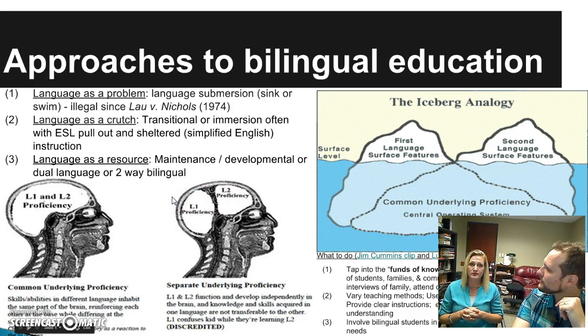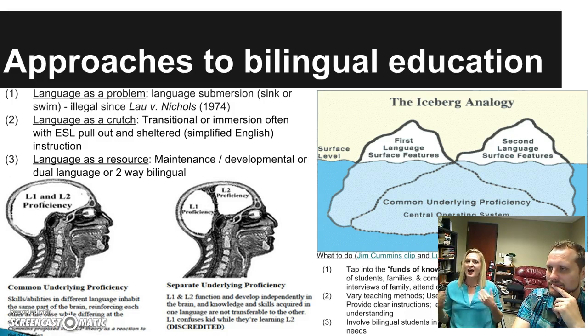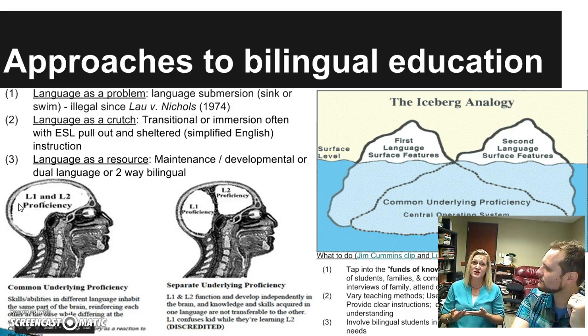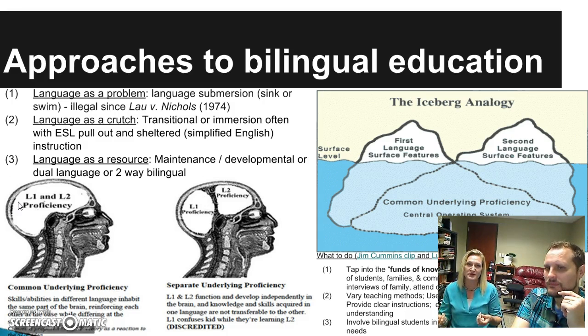Okay, so how does it really work then? Everything is together. Because I already understand how to do addition, if I were going to learn how to do that in Chinese, I don't need to go back and start putting 2 dots plus 2 dots. I already know those skills. That's the common underlying proficiency. If I want to express my knowledge of those skills in Chinese, I just need the language to help me do that. I do not need to relearn that skill.